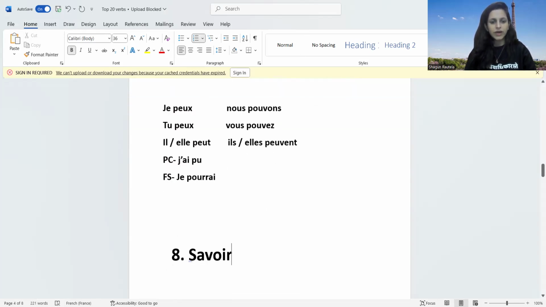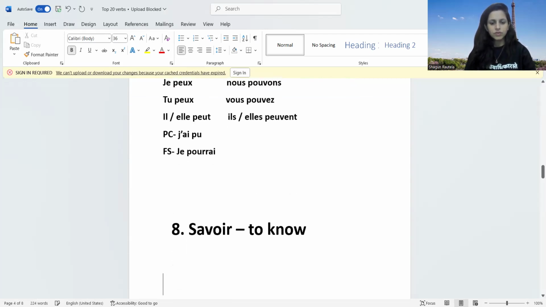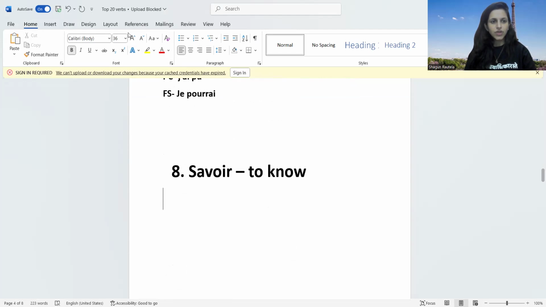Let's move on to our eighth verb, savoir, to know. Let's start conjugating this. So, je sais, you say, elle sait, nous savons.